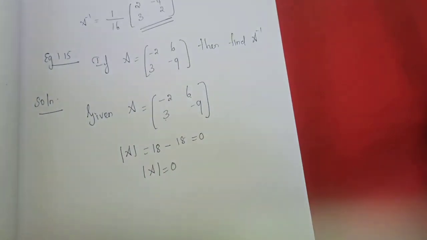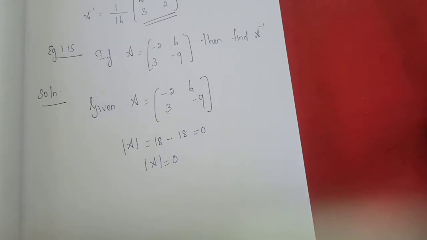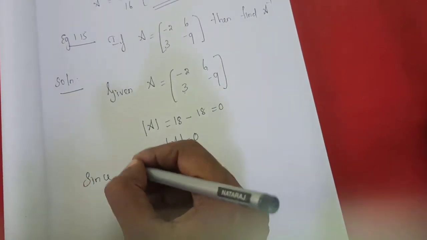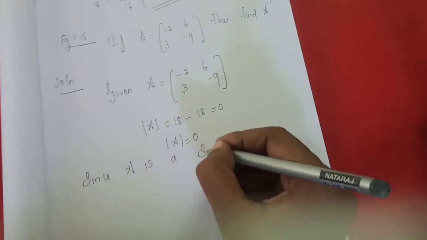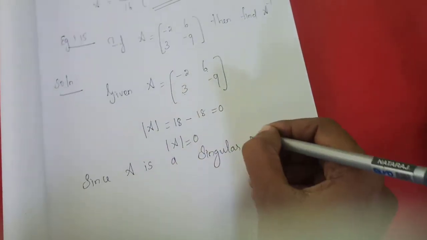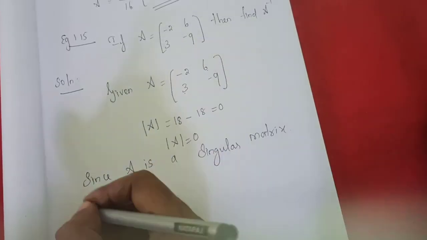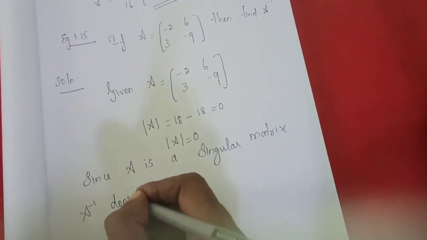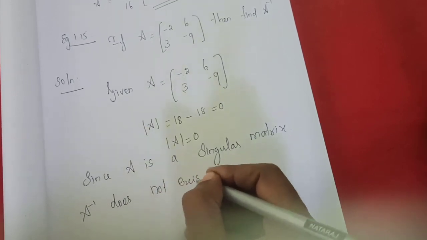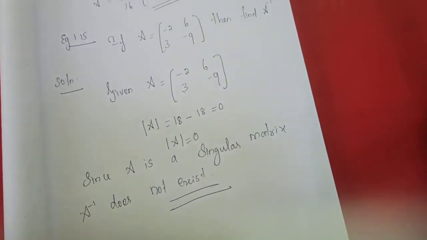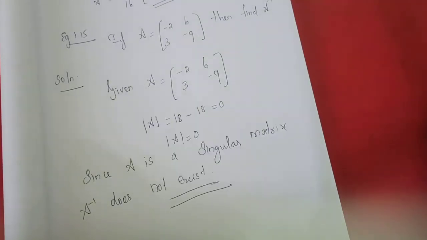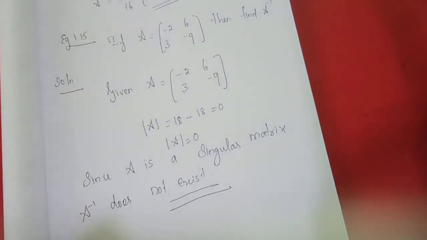Now only I have said, if the determinant of A value is equal to 0, then the inverse won't exist. Is it right? So for non-singular alone, the inverse will exist. If it is a singular matrix, it won't exist. So how will you conclude the answer? Since A is a singular matrix, A inverse does not exist. Okay, like that we need to conclude the answer.